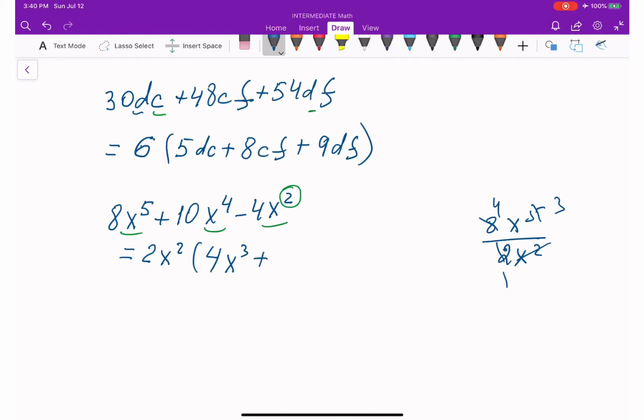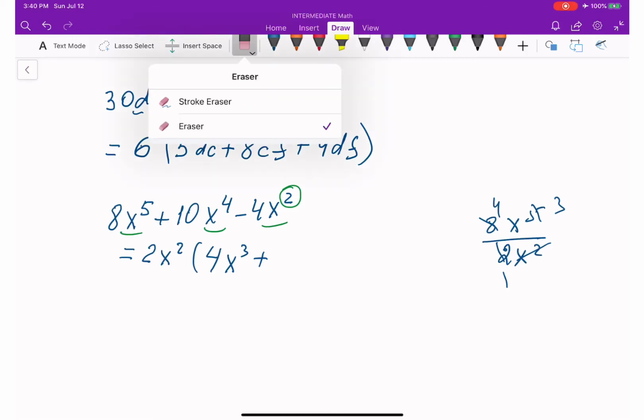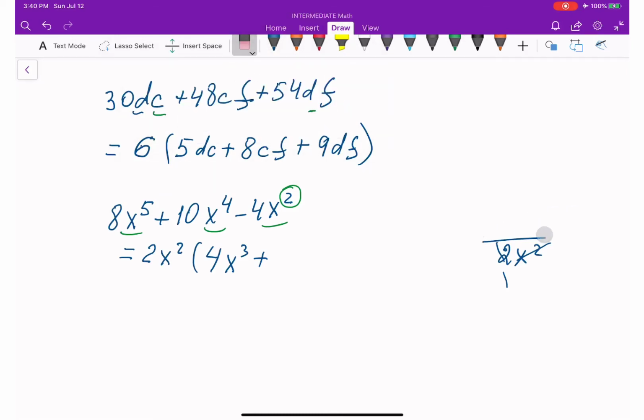Plus, next, 10x^4 divided by 2x^2. So x squared is gone. Here will be left only x to the power 4 minus 2, which is 2. Here we divide by 2. It's going to be 5x^2.